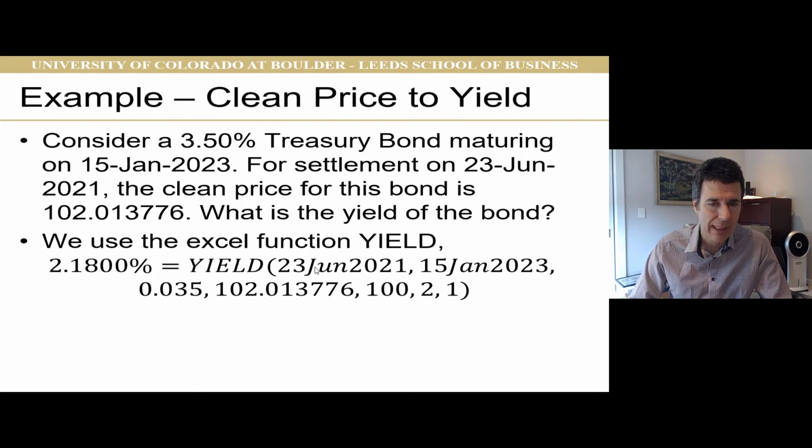So basically, Excel gives us easy to use functions to get between clean price and yield, or yield and clean price. And then if we want something else, we've got to do some calculations like the accrued interest to get the dirty price.